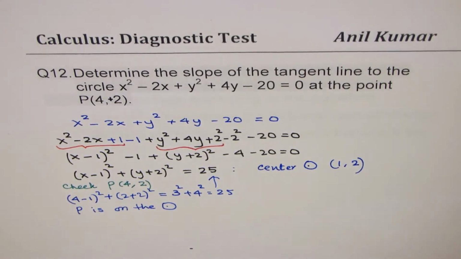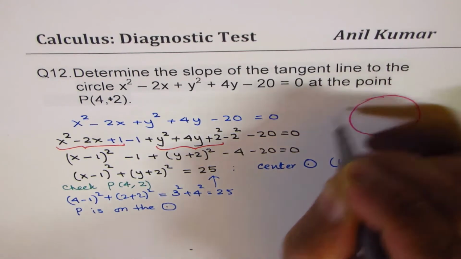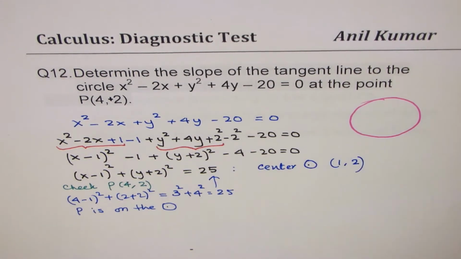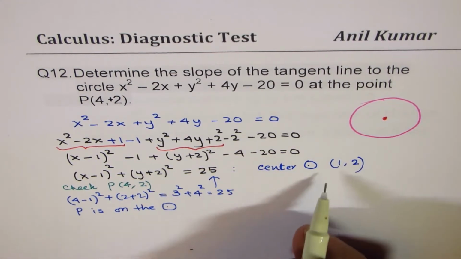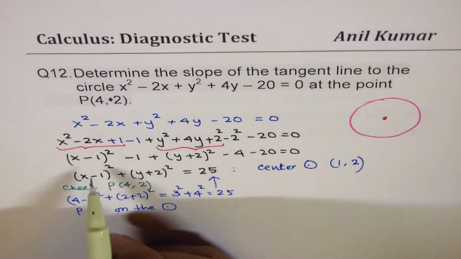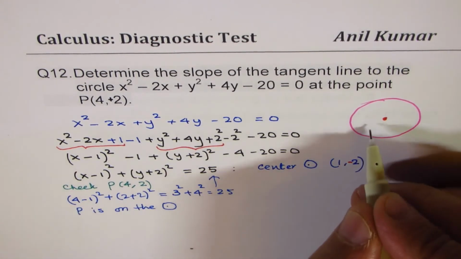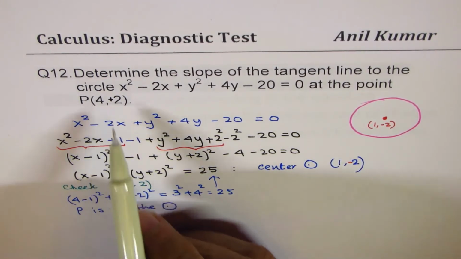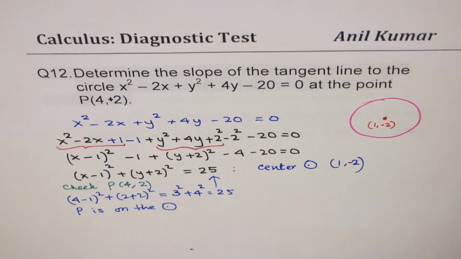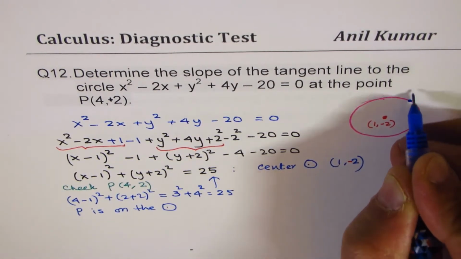So let's be very clear what we are doing here. Let me sketch a circle here. Let's say this is the circle given to us, and we know that the center of the circle is at 1 and minus 2, I'm sorry. So the center is at 1 and minus 2, and a point 4, 2 is on the circle. So let us say 4, 2 is somewhere here.